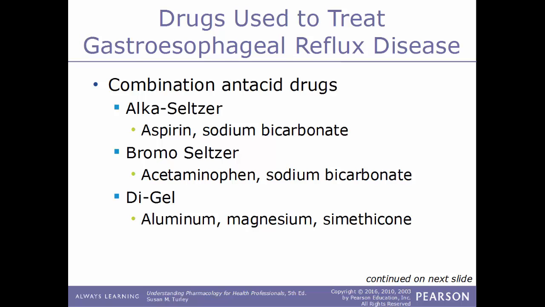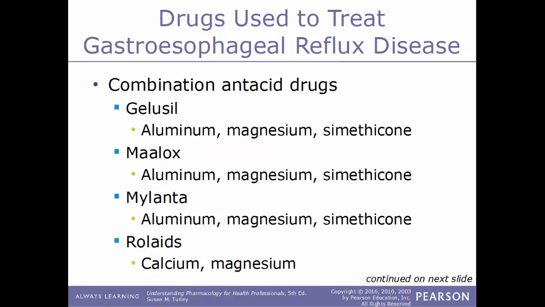Digel, which is a combination of aluminum, magnesium, and simethicone. Some other examples of combination antacid drugs: Gelusil, which is a combination of aluminum, magnesium, and simethicone. Maalox is a combination of aluminum, magnesium, and simethicone.